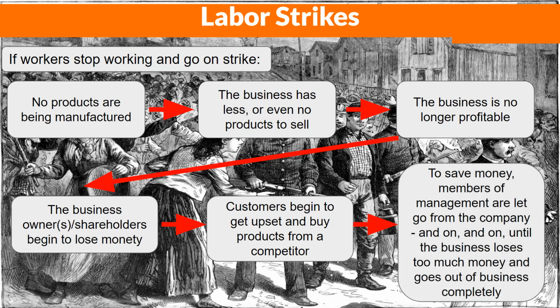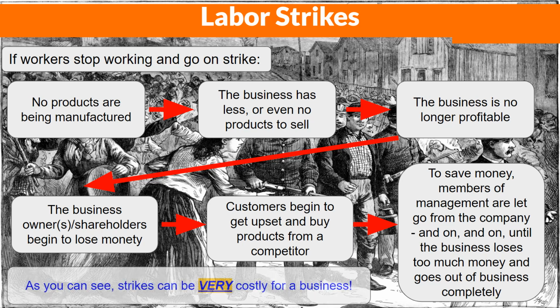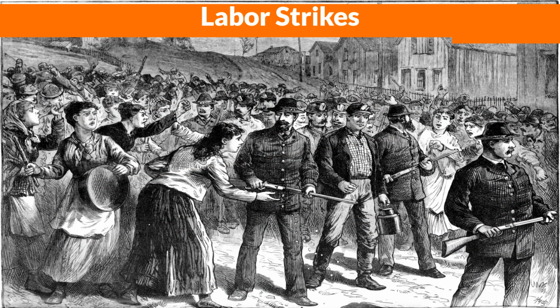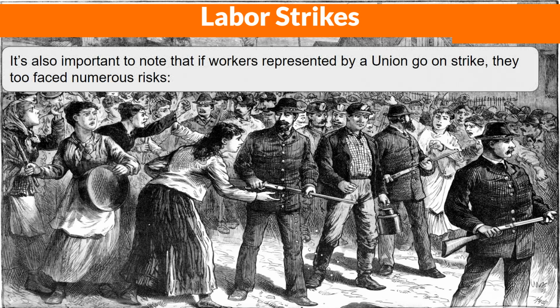To save money, members of management are let go from the company and on and on, until the business loses too much money and goes out of business completely. As you can see, strikes can be very costly for a business. And Joe Worker out there, with just a few skills, can go work for somebody else. The business guy is not going to want to go work for somebody else, and if he does, he's making a lot less money than he was at first. So strikes are effective.